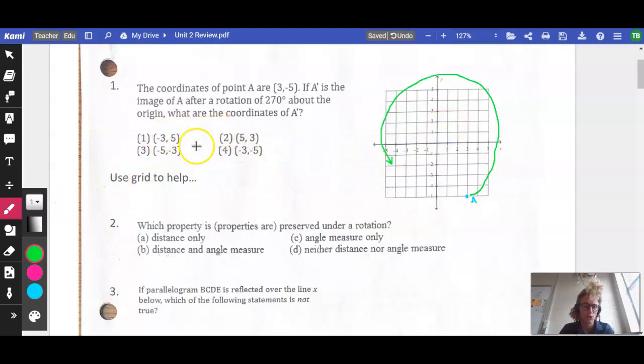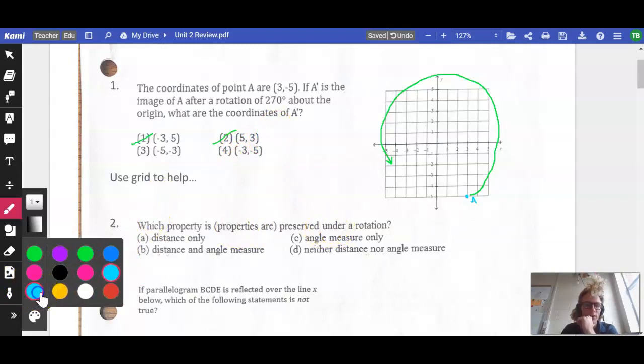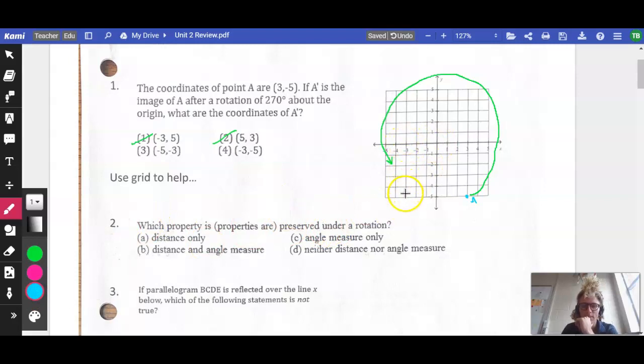So, looking through our choices right now, just based on this, 270 degrees counterclockwise, somewhere in there. Number 1 is in the second quadrant. -3, 5 is up here. So that doesn't work. Number 2 is 5, 3. That's in the first quadrant. That doesn't work. Now we have this one and this one. So I'm going to take a look at number 4 first, just for pedagogical purposes. And I'm going to plot a point at -3, -5. So -3, -5.